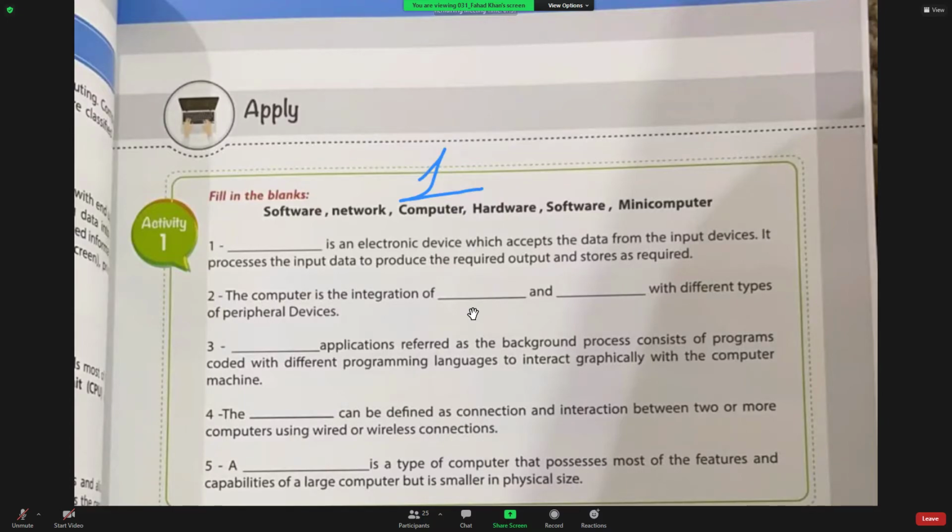Who wants to answer the next question? Al-Walid? Yes, okay, Al-Walid, what's the answer for the next question? It's hardware and software. Yeah, you're correct. The computer is the integration of hardware and software. So, good. Now, Abdurrahman, I think, again.